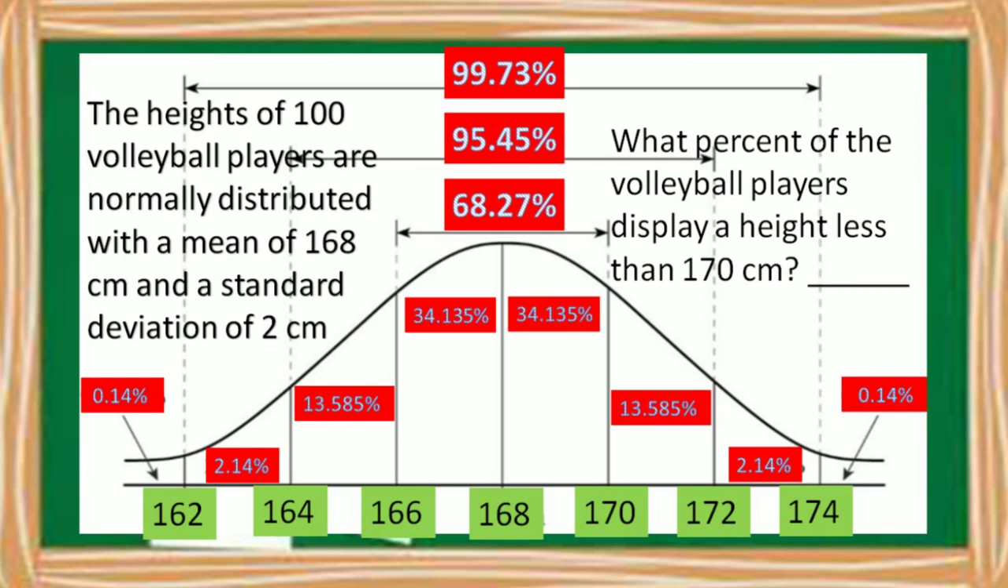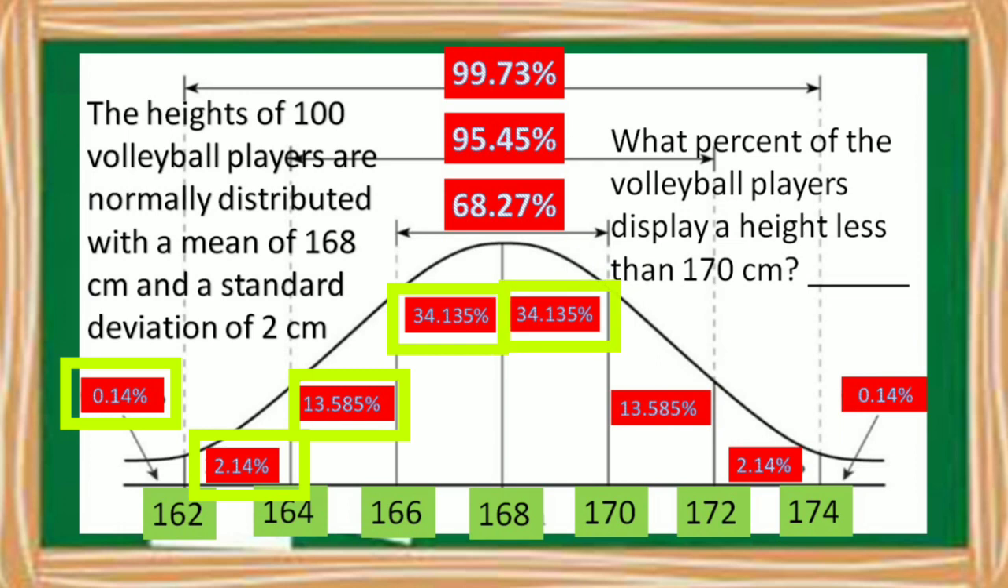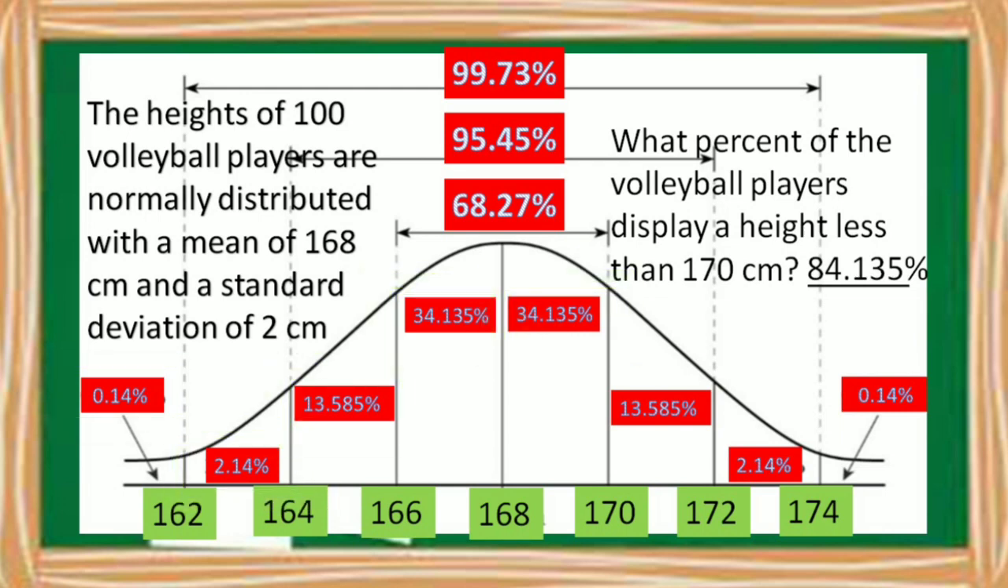Next, what percent of the volleyball players display a height less than 170 centimeters? Meaning, from the height of 170 centimeters and below. So we're going to add all the percentages: 0.14% plus 2.14% plus 13.585% plus 34.135% plus 34.135% is equal to 84.135%. Or you may just add 50%, which is the percentage corresponding to half the normal curve, and 34.135%.